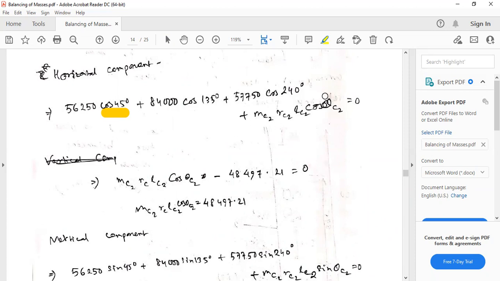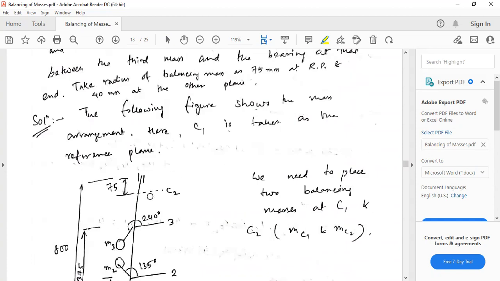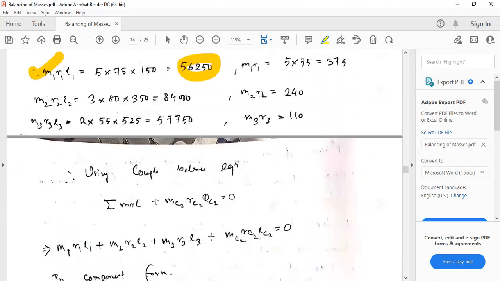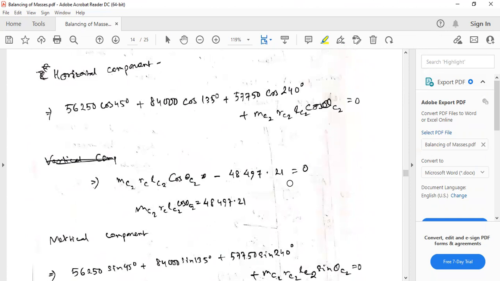And this one, we don't know the angle theta C2. We have assumed the angle is theta C2, and we will keep it as it is. Theta C2 is unknown. That's why we don't know the angle of this MC2. Where it may be, here, here, or here. Anyway, we need to find out theta C2, then only we can get it. So this is unknown, others are known.